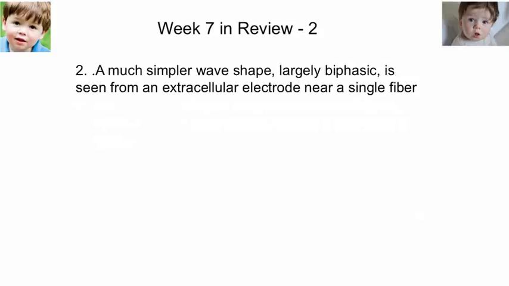The second thing we observed is that a much simpler wave shape, largely biphasic, is seen from an extracellular electrode near a single fiber. That leads one to the conclusion, which is correct, that when you see complicated multiphasic wave shapes, these are signals from many different fibers or many different sources, all overlapping one with another, because the signal from a single fiber is a very simple wave shape.